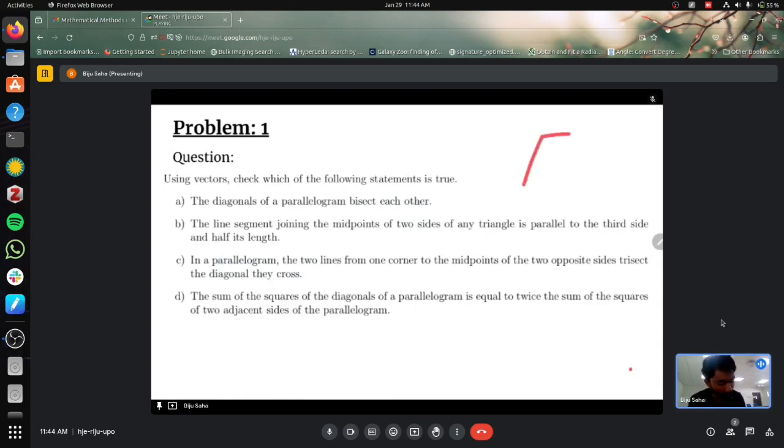Usually by parallelogram we mean two opposite sides are parallel to each other. These are the opposite sides which are parallel, and this is the direction of the vectors. If I denote them as A, B, C, D, then AD and BC are parallel to each other, and DC and AB are parallel to each other. We have to show that the diagonals of a parallelogram bisect each other.